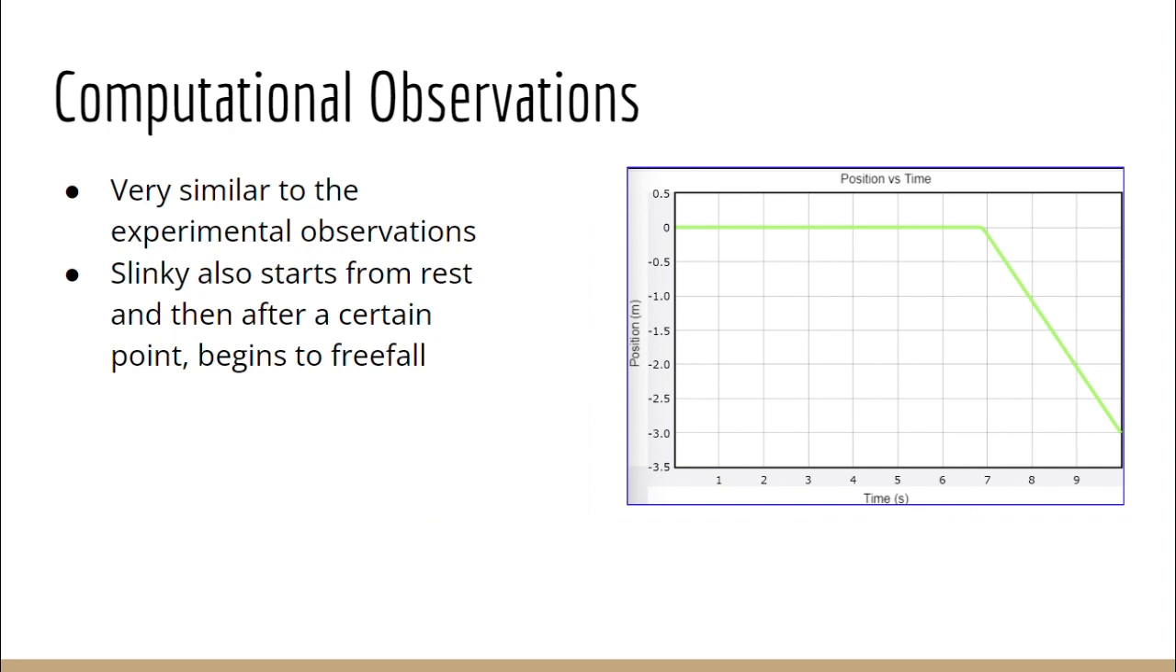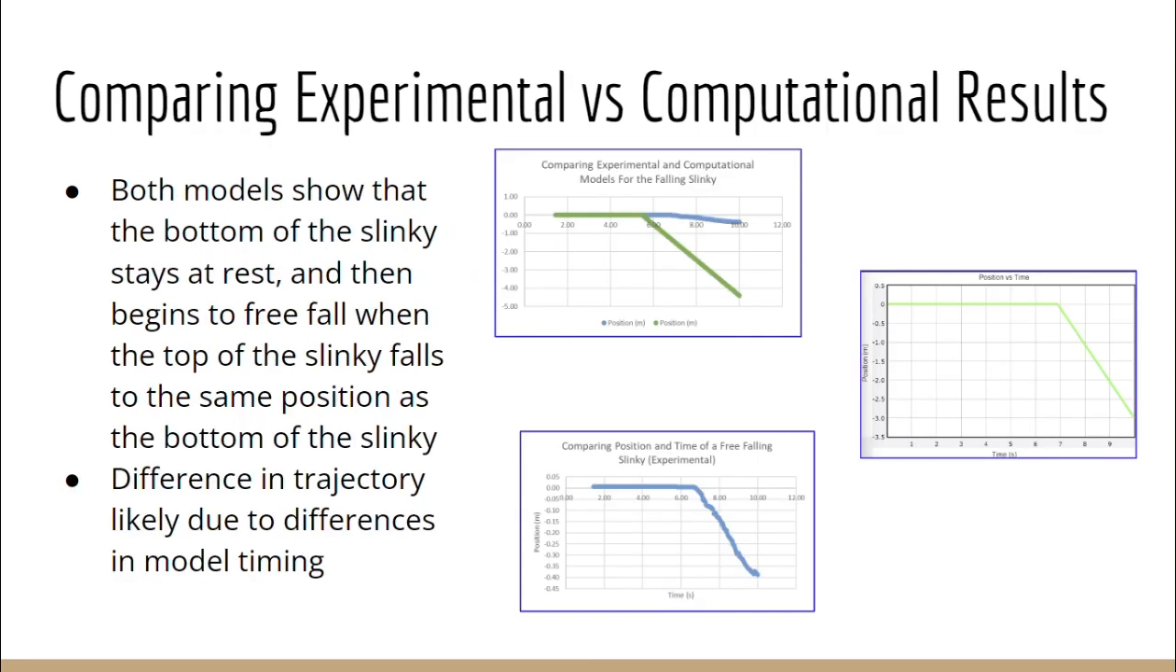And we can see from this graph that the slinky also starts from rest. And then after a certain point, when the top meets the bottom, it begins to go into free fall. So now here's a discussion comparing the experimental and computational results. Both models show that the bottom of the slinky stays at rest and then begins to free fall when the top of the slinky falls to the same position as the bottom of the slinky. However, there is an observed difference in the trajectories, and this is likely due to differences in model timing. For the Tracker video, the video itself is actually slowed down, but the computational model does not account for this and just does it in real time.